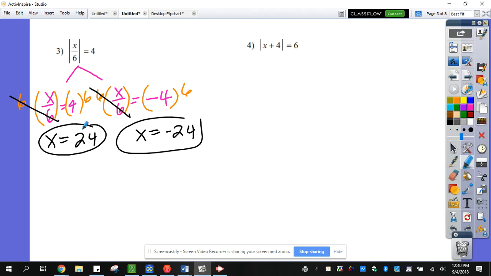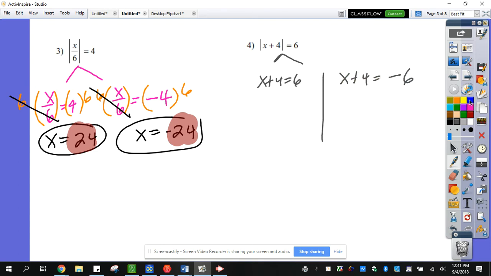Will the answers always be the same digit but different sign? No, not true at all times. Look at number 4 here. Split them into 2. X plus 4 is equal to 6. The other one is x plus 4 is equal to negative 6.